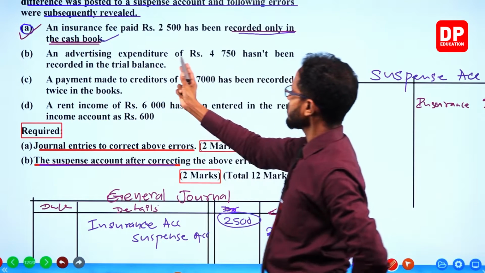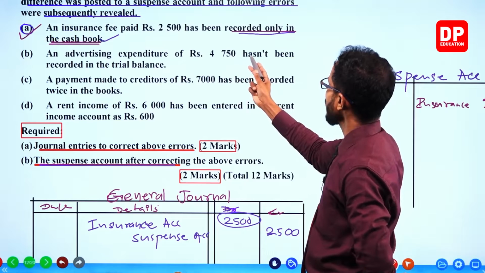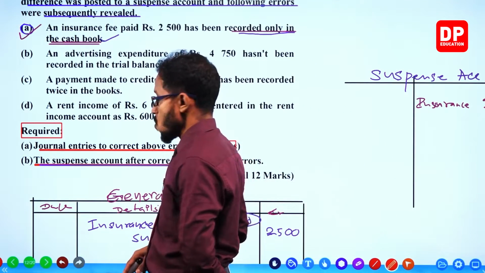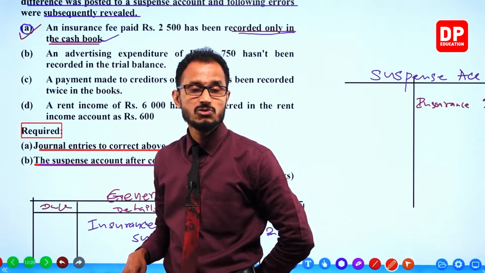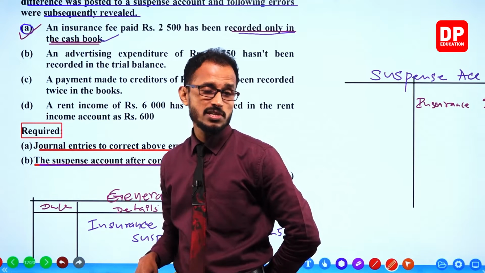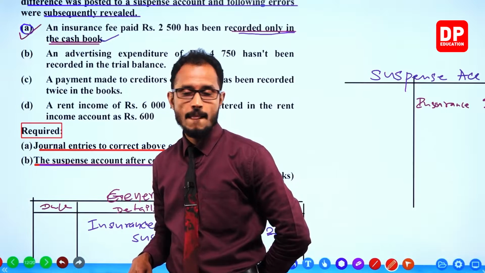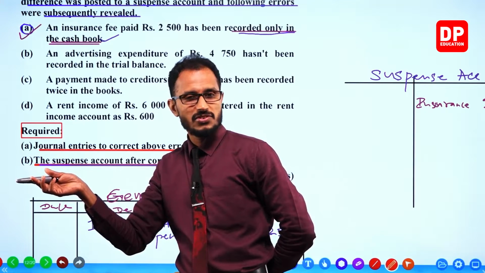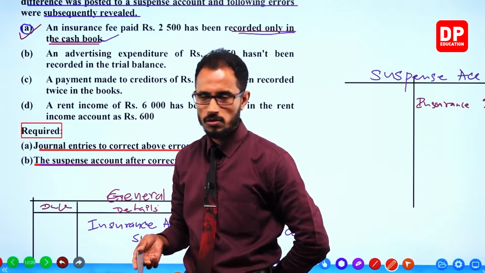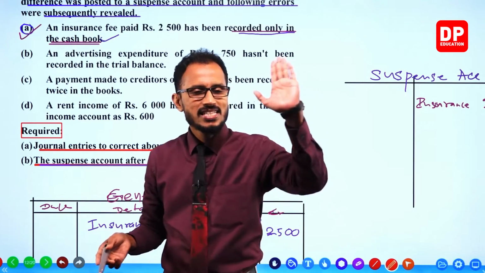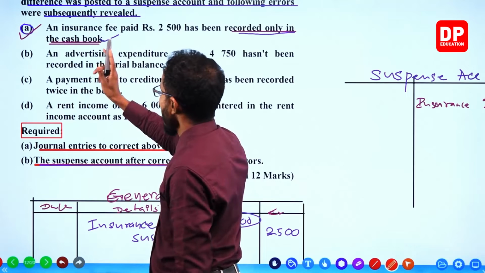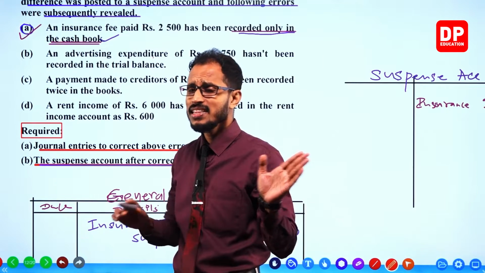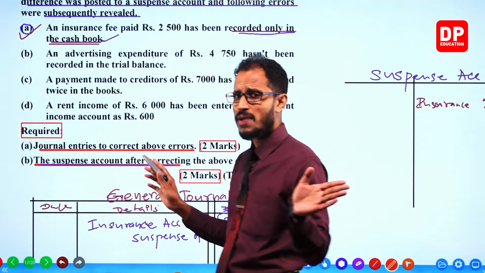An advertising expenditure of 4750 hasn't been recorded in the trial balance. Oh, this is one of those errors that is confusing for some people, not for all. Children, there's nothing to get confused about. Advertising expenditure, this account, there is no problem at all.